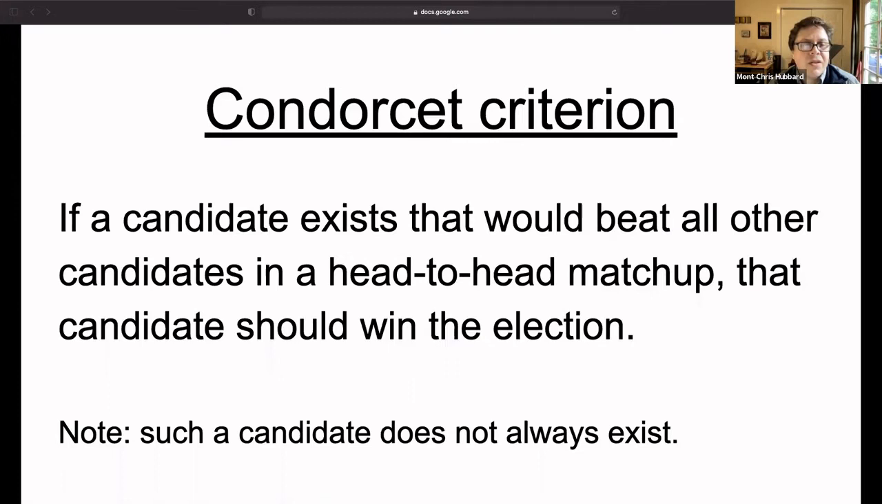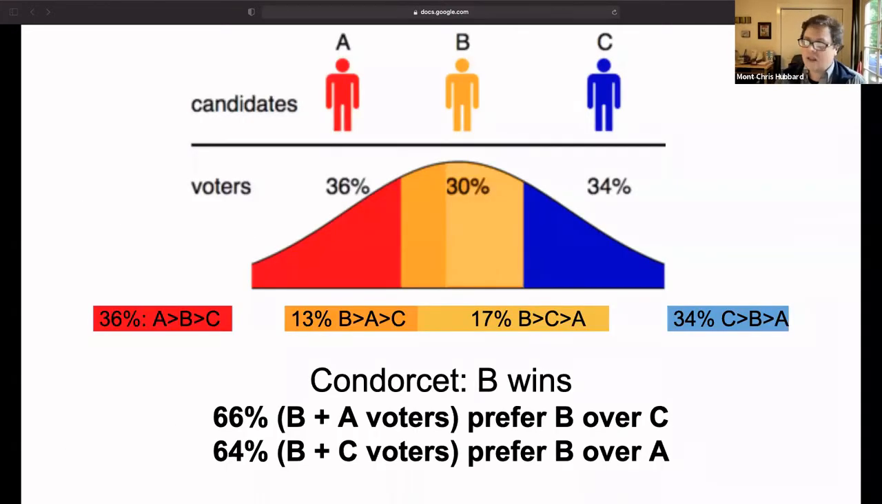If a candidate exists that would beat all other candidates in a head-to-head matchup, that candidate should win the election. That seems like a reasonable criterion to base an election method on. So let's apply it to this election. In this election, with a Condorcet method, B would win because 66% of voters, all the B voters and all the A voters, like B over C. And 64% of voters, all the B voters plus the C voters, like B over A. So B handily wins this Condorcet election.